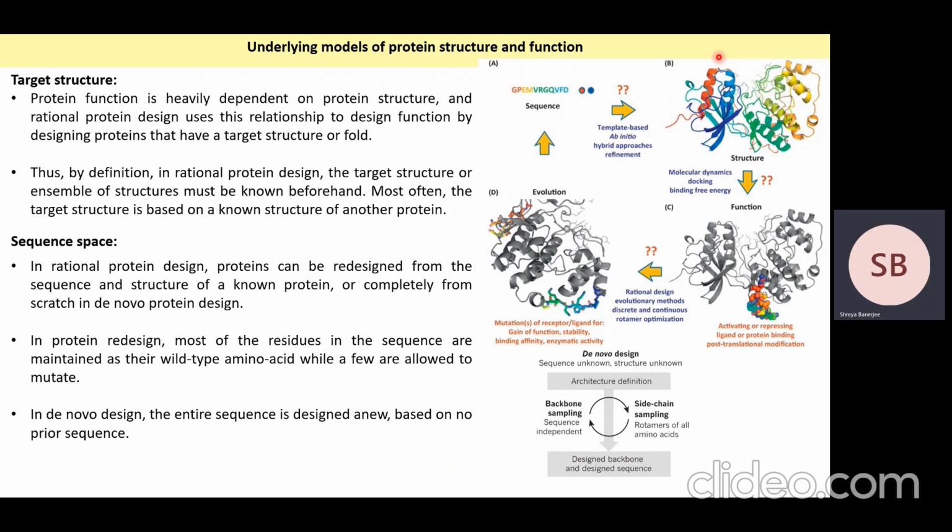So by definition, in rational protein design, the target structure or ensemble of structures must be known beforehand. Most often, the target structure is based on a known structure of another protein. That is why that structure function relationship is very important.